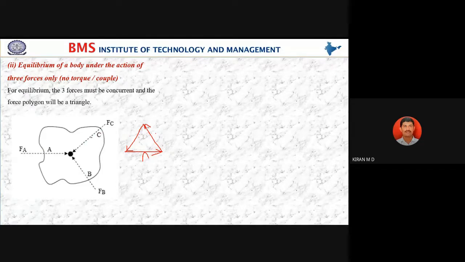For example, if it is a smaller force, the triangle becomes like this. It does not reach this point, or the angle, for example, should be a line like this, but it came to this position, so this is not in the equilibrium condition. You got the idea? So to achieve the equilibrium condition for the three forces, where there is no torque or couple, this force polygon should be a triangle. That is the second one.